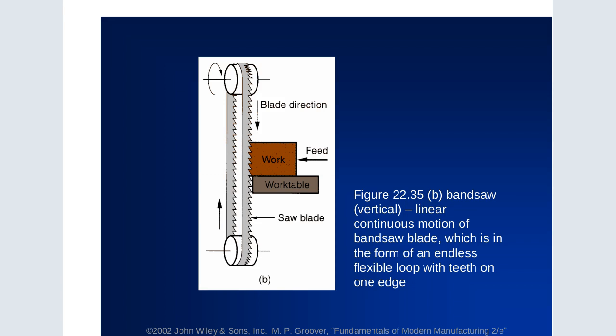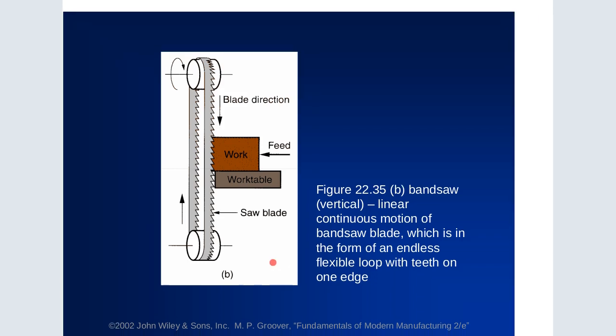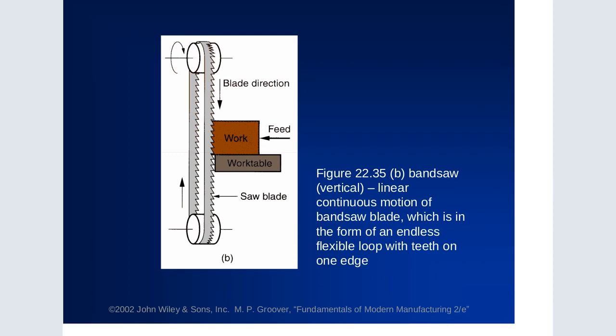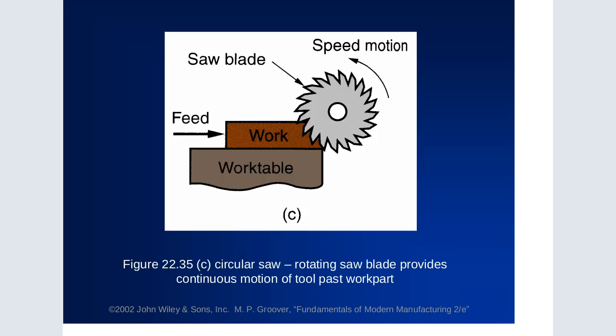But you can see other kinds of saw tools are there. The vertical linear continuous motion of blades, or band saw blade, which is a form of an endless flexible loop of teeth on one edge. You can see it is moving like conveyor belts, where they move up and down and they are cutting the workpieces.